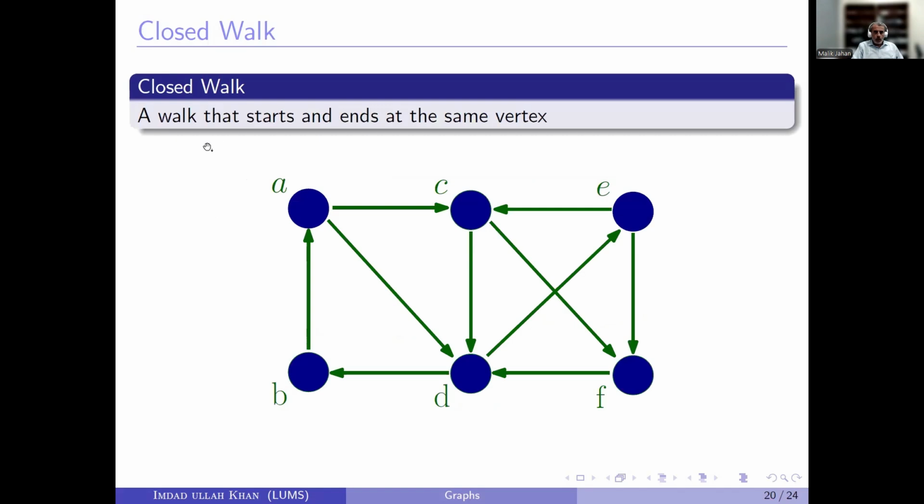Closed walk is a walk that starts and ends at the same vertex. So closed means that we started from a vertex and our target is to go back to the starting vertex. So if we start from A using a sequence of vertices, repetition is allowed because it's a walk, but our target is that we started from A and we are ending at A.